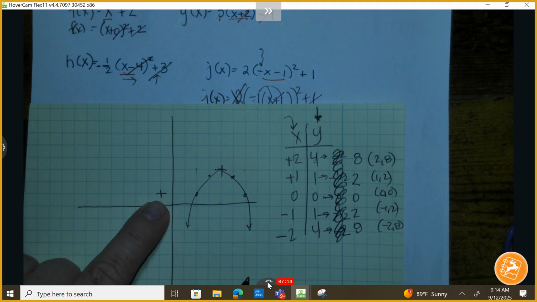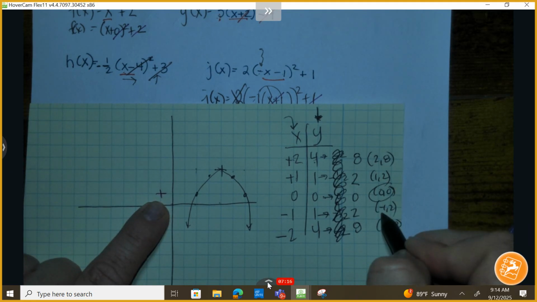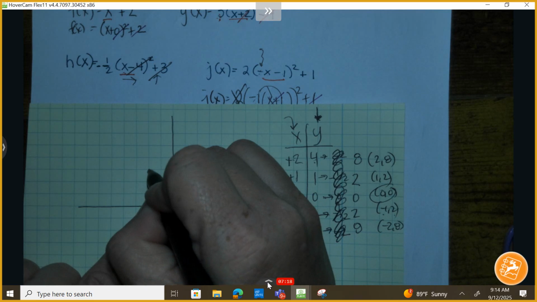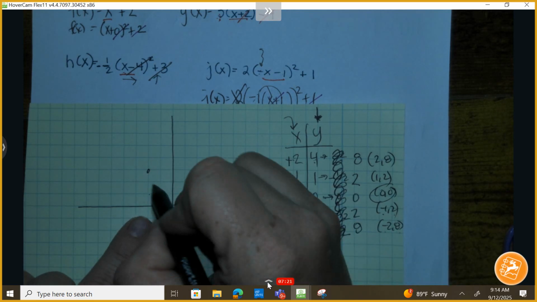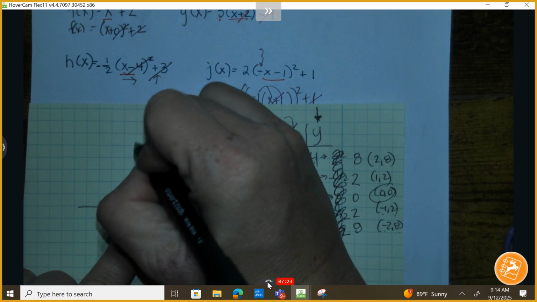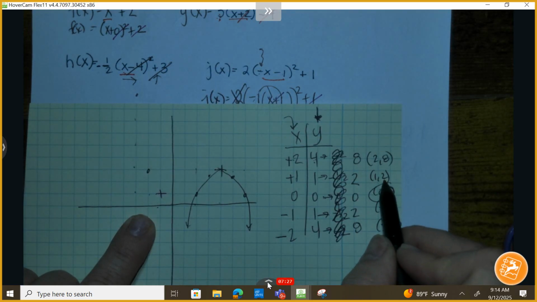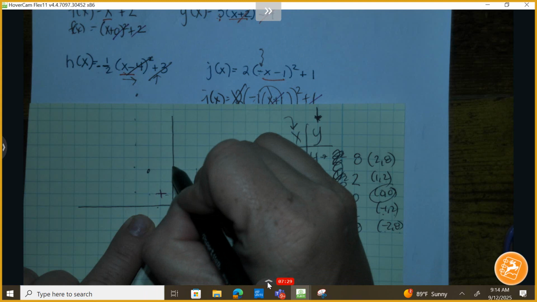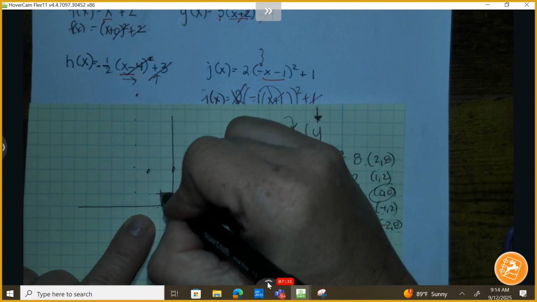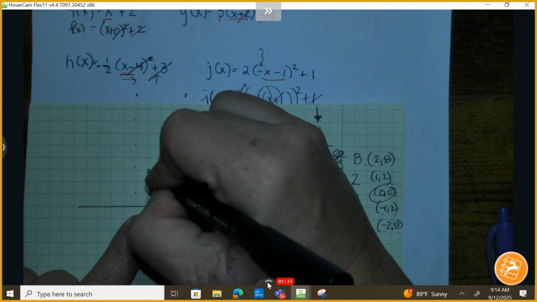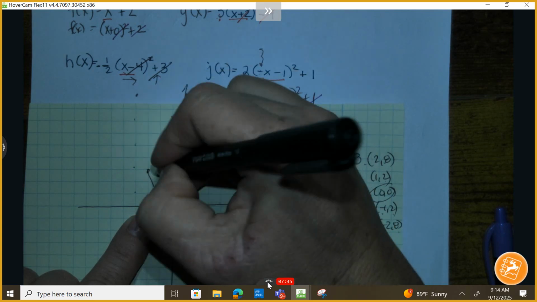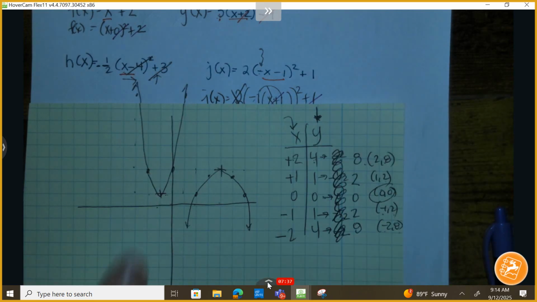Time to graph. So this is my starting point. I'm going to go left 1 and up 2. Left 2, up 8. And you can see I'm a little bit off the graph there. Left 1 and up 2. And left 2, up 8. And again, I'm going to be slightly off the graph. And this is what we have.